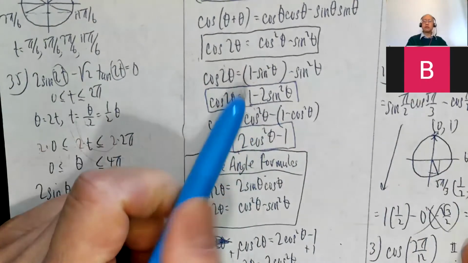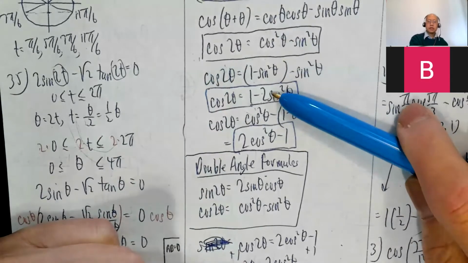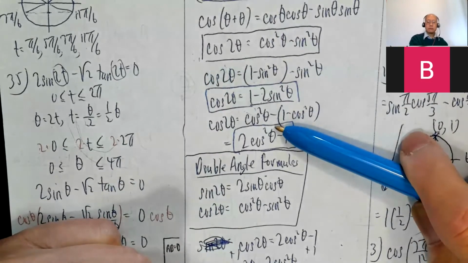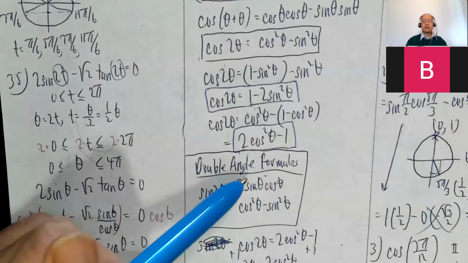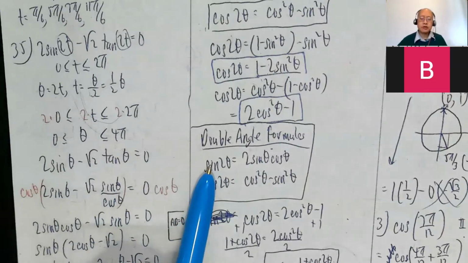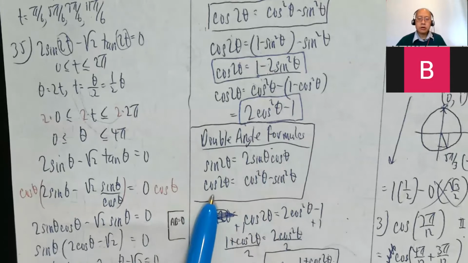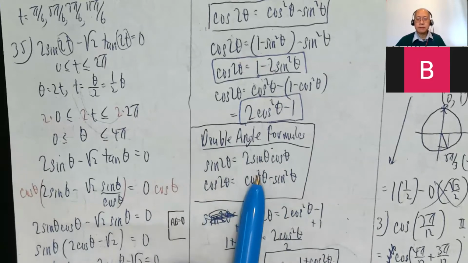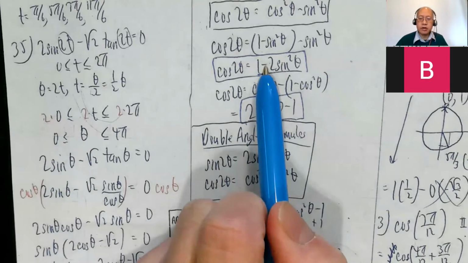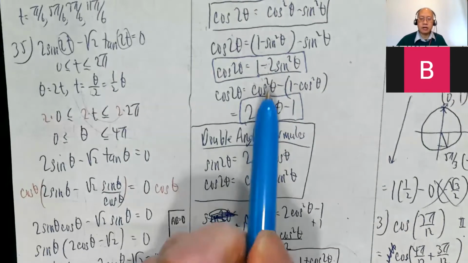So if you want to put all of these, you may. Cosine 2 theta has 3 forms: this one, or this one, or this one. Summarizing the double angle formulas: sine of 2 theta is 2 sine theta cosine theta. Cosine of 2 theta is cosine squared theta minus sine squared theta. Put this on your cheat sheet. And for cosine of 2 theta, if you want, you can also put this one and this one. You can always derive them. That's all I do. I just start from here and derive the others.